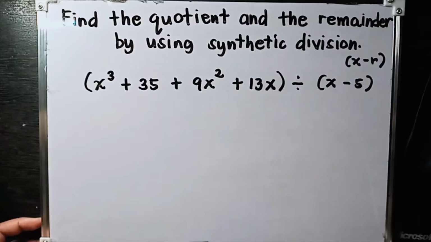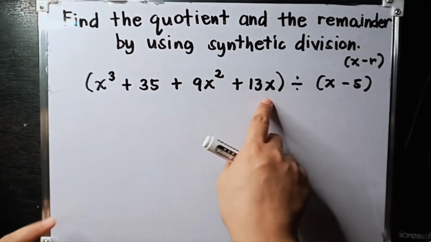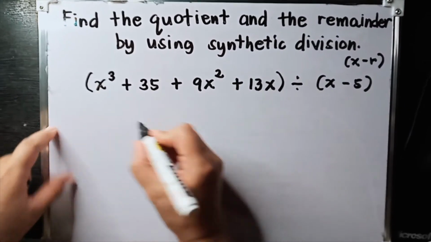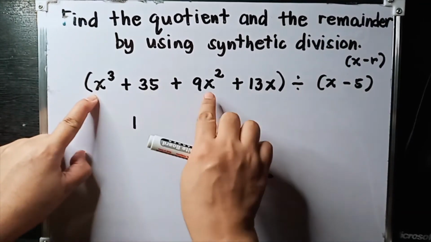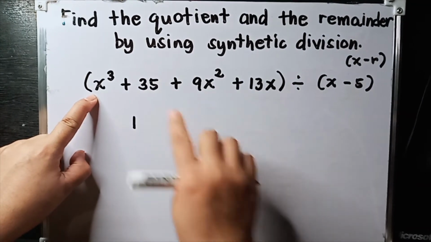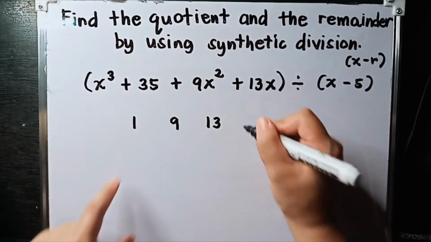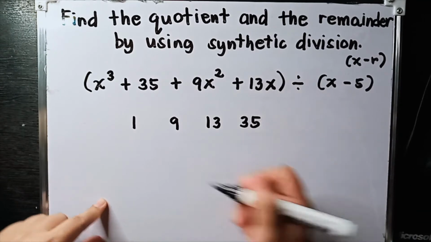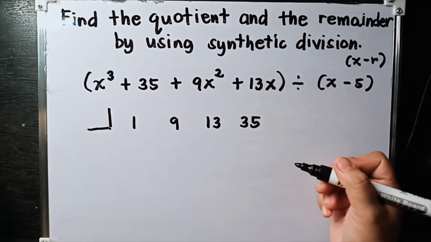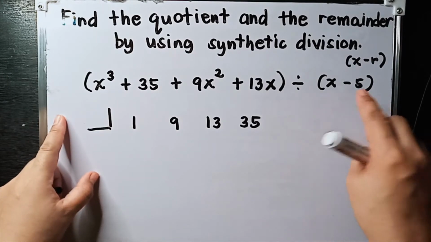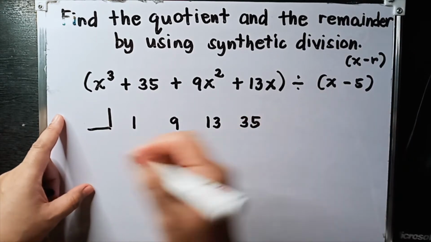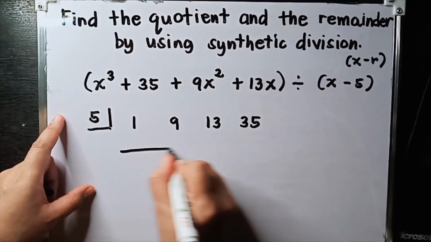So that's it. So let's try this. Find the quotient and the remainder by using synthetic division. Firstly, we need to get the coefficients of our dividend. So we have 1, followed by 9, followed by the coefficient of the linear term, which is 13, and then the constant term, which is 35. And then we're going to place the r on the upper left corner. But since we have negative 5 here, it means that we're going to place positive 5 inside this one.